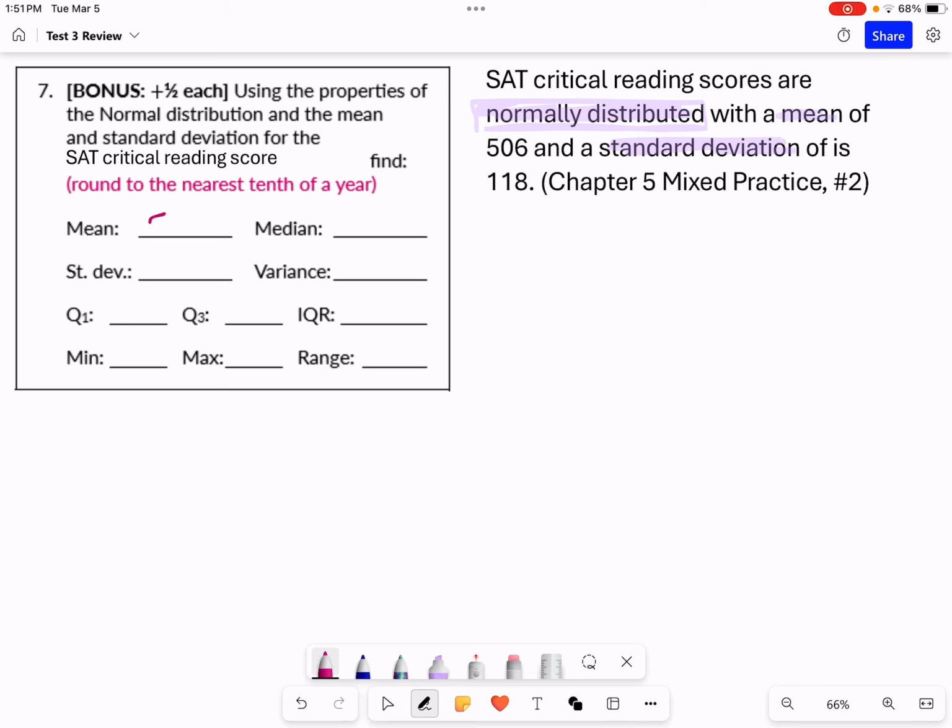Mean of 506 and a standard deviation of 118. Those should be, hopefully, everybody will get those two right. Remember that when we have a normal distribution, so normal means it's symmetric, which means that the mean is equal to the median, which is equal to the mode. Now, I'm only asking you for the median, but it'll be the same as the mean.